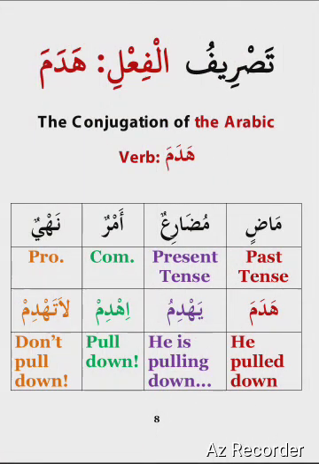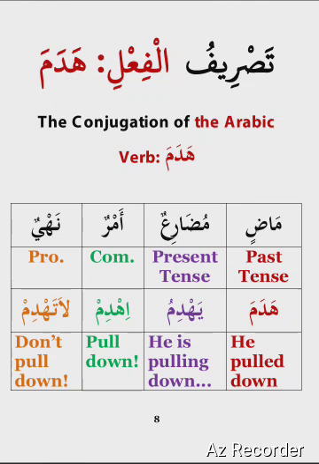Now the تصريف of another verb. تصريف الفعل. The conjugation of the Arabic verb هدم. هدم means to demolish or to pull down a structure. هدم with هاء. It means to demolish or to pull down a structure in the form of a house. ماض, past tense or past participle. مضارع, present tense or present continuous tense. أمر, command or imperative. نهي, prohibition. Now the تصريف. هدم, he pulled down or he demolished.